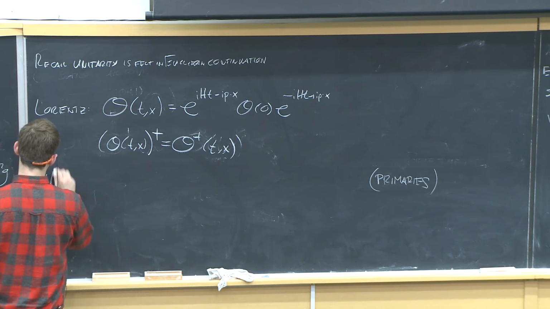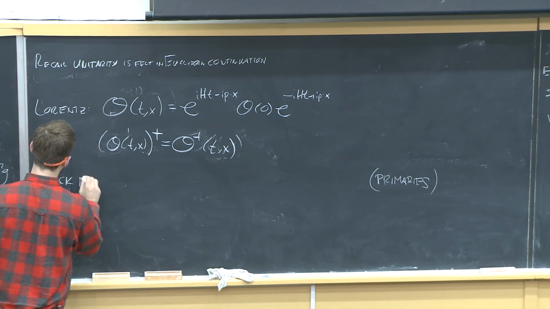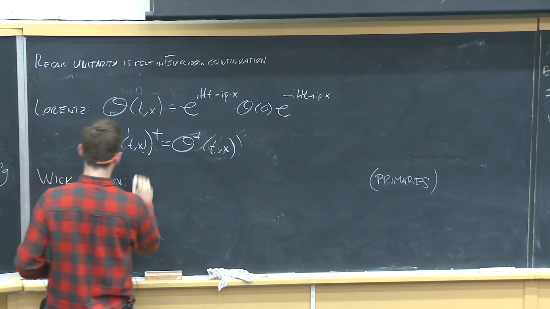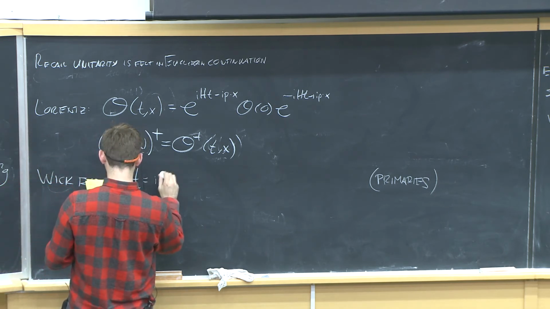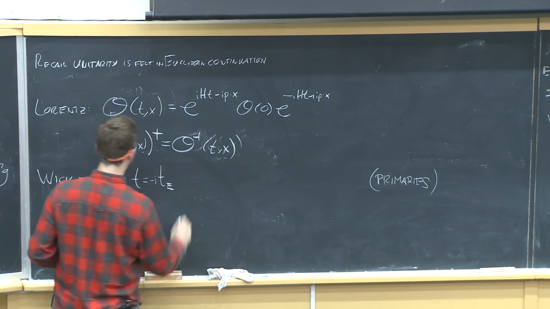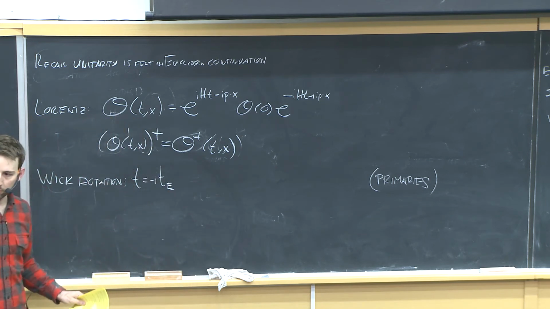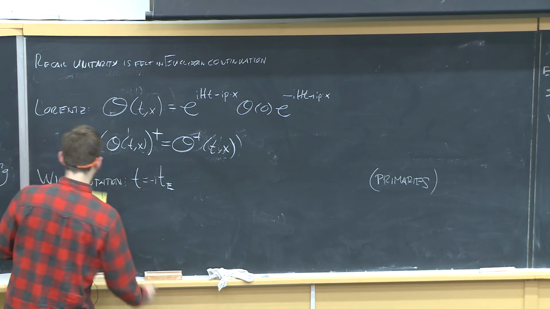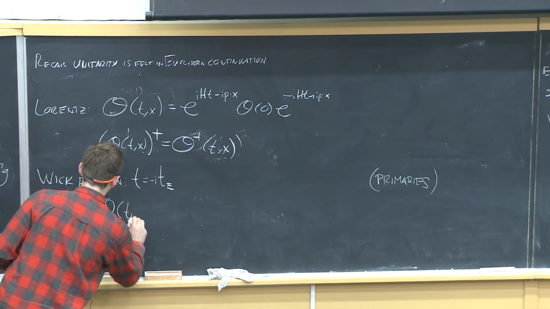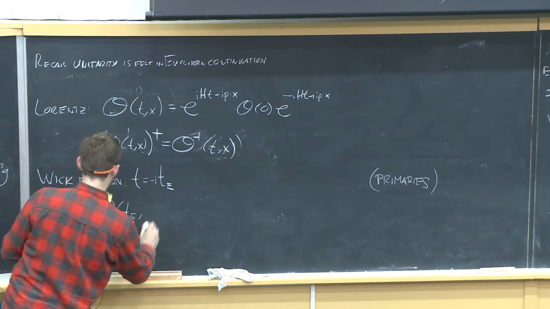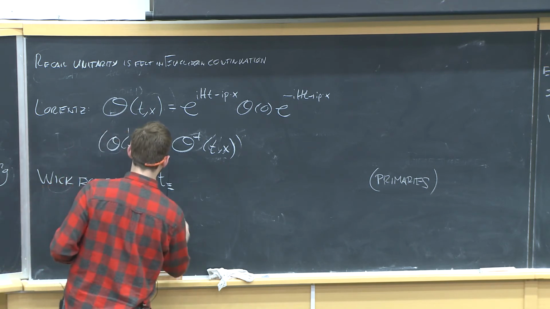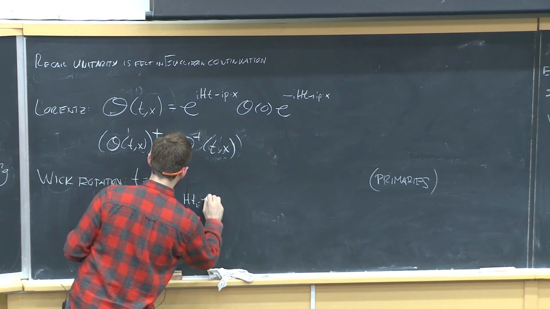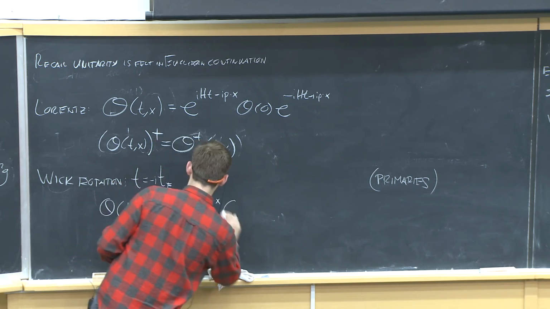Notice that then after Wick rotation, that defines t equal to minus i times the Euclidean time, this isn't going to work the same way. If t is equal to i tau Euclidean, then I find that O of tau, x is equal to e to the H tau Euclidean minus i P dot x, O of 0.